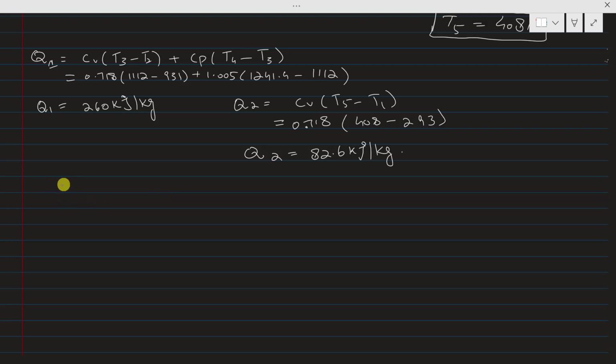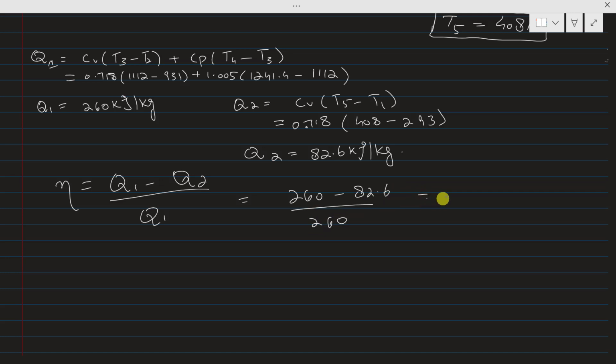The things are quite easy. The efficiency formula is equal to heat supplied minus heat rejected divided by heat supplied. So the heat supplied is 260 minus heat rejected 82.6, divided by 260 heat supplied, and just solve this on the calculator, you will get its efficiency, that is 68.2%.